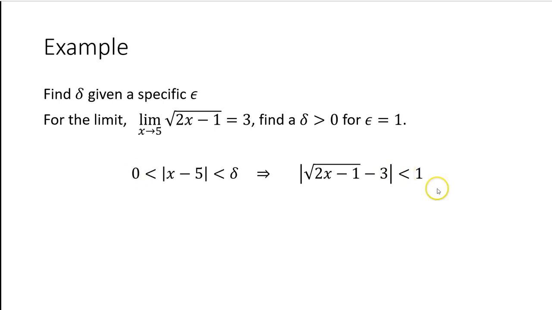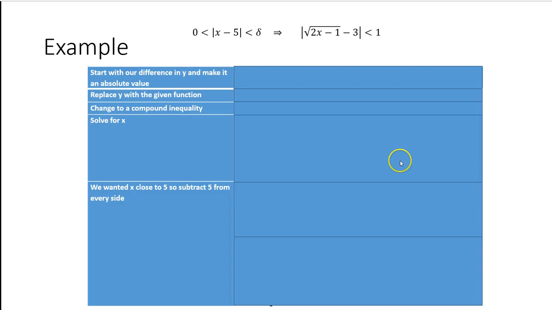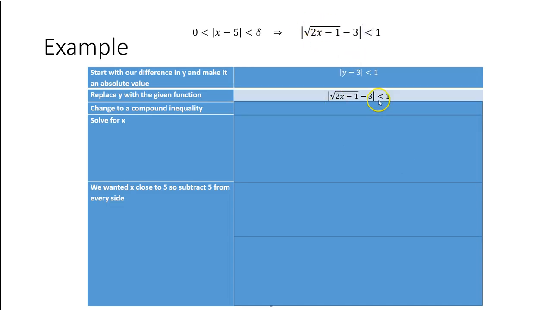This is what I told you to memorize. It's just with numbers plugged in. 0 is less than the absolute value of x minus c is less than delta, implies the absolute value of f of x minus L is less than epsilon. So we're going to start off again with this piece. There's the piece we want.